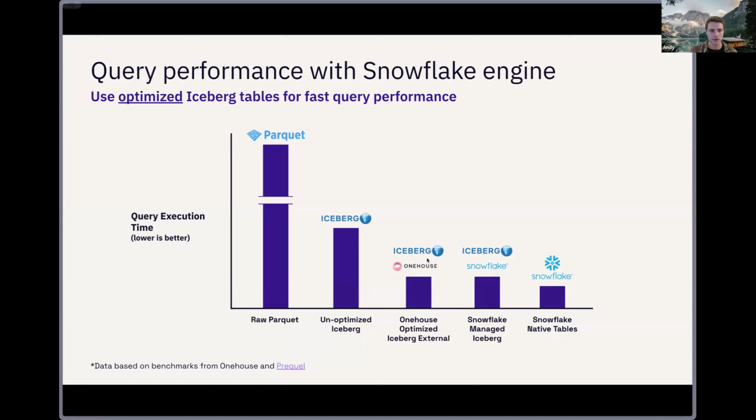So let's go from left to right here. We start with Parquet, which is just a raw data lake. This is going to be pretty slow. And when you move from Parquet to even unoptimized Iceberg, you can get a 25x improvement in the query performance.